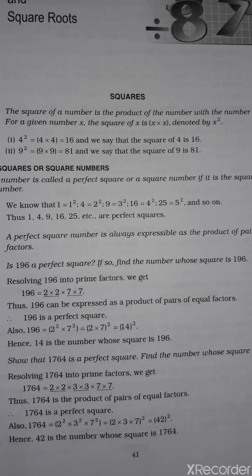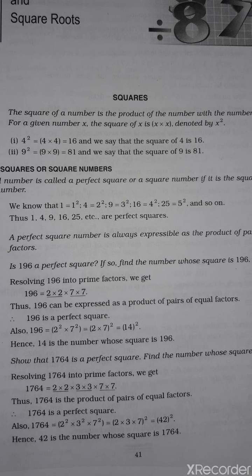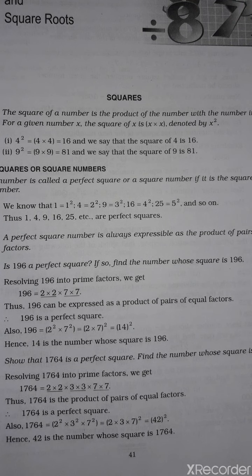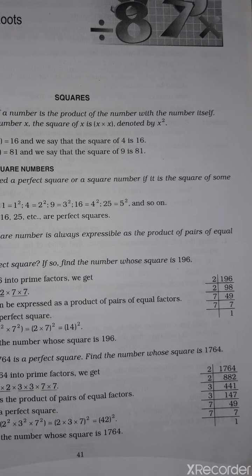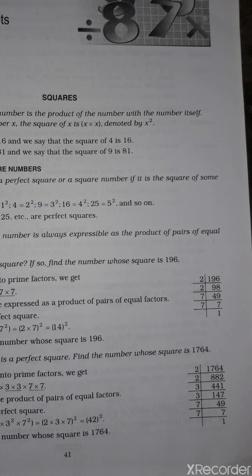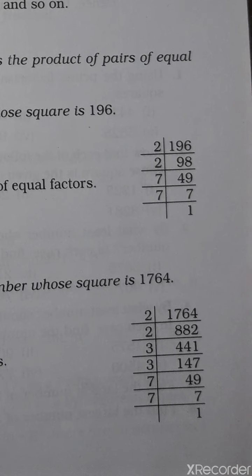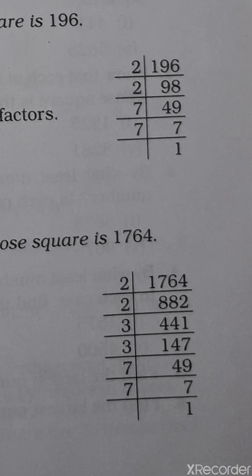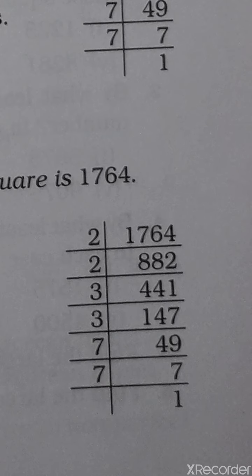Now let's move to the next example. Show that 1764 is a perfect square. Find the number whose square is 1764. In the same way as the first example, you have to do the prime factorization of 1764. You have to find the smallest number which divides the given number. As 1764 is an even number, it must be divisible by 2. In this way we keep dividing until we get 1 as the quotient.